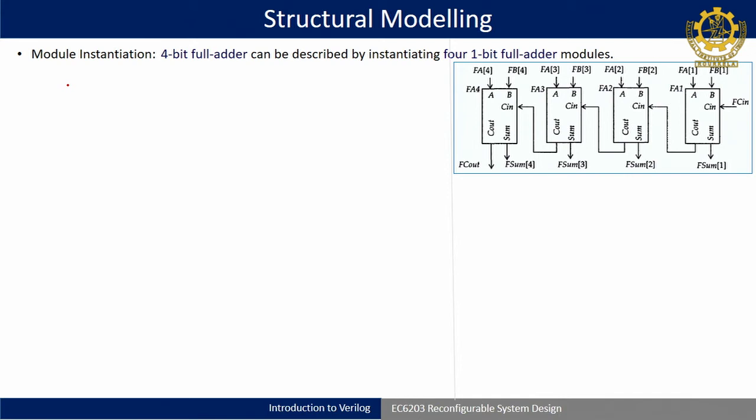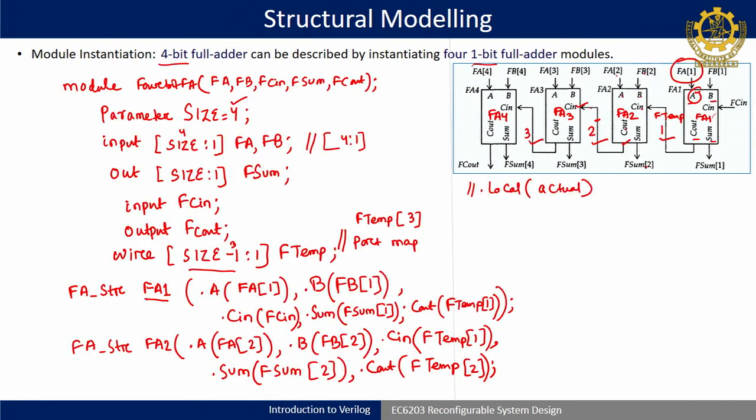For the next one, let us say I am calling FA underscore str. Then the next one is FA1, FA2, and next is FA3. So now there is another way of also writing the same code. I told you that you write dot local dot actual. You can also write only actual. That is two ways.